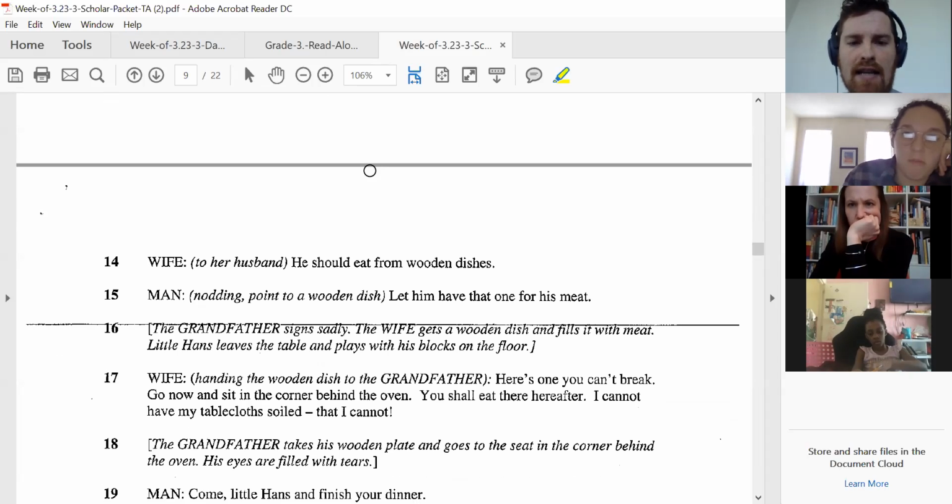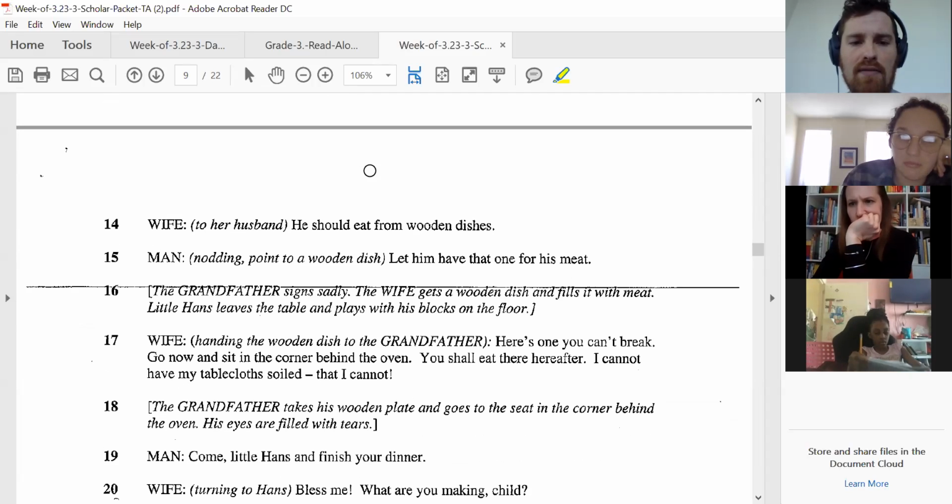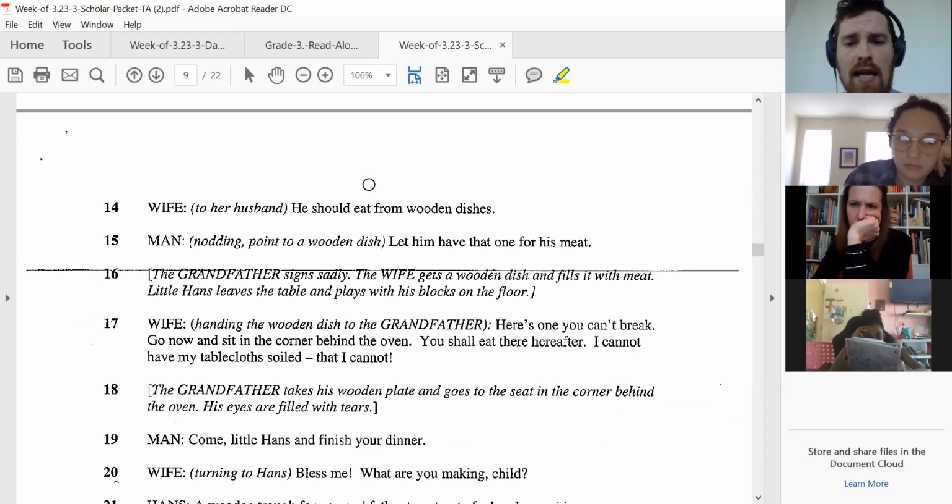The grandfather sighs sadly. The wife gets a wooden dish and fills it with meat. Little Hans leaves the table and plays with his blocks on the floor. Here's one that you can't break. Go now and sit in the corner behind the oven. You shall eat there hereafter. I cannot have my tablecloth soiled.